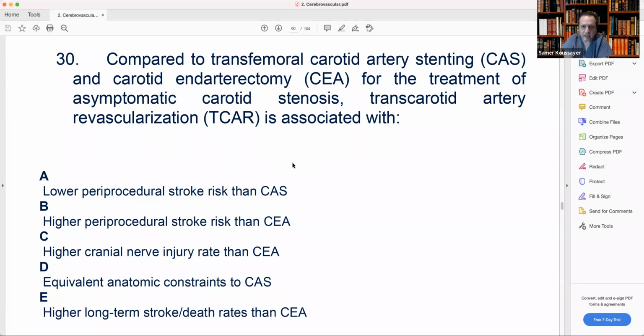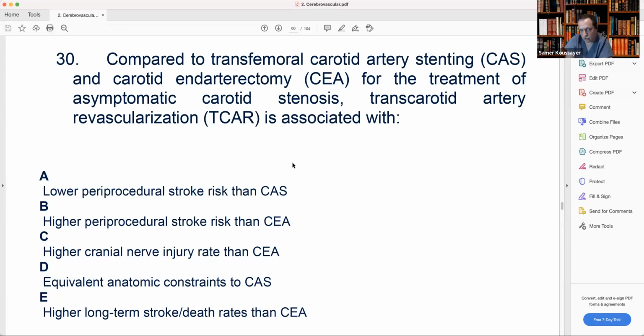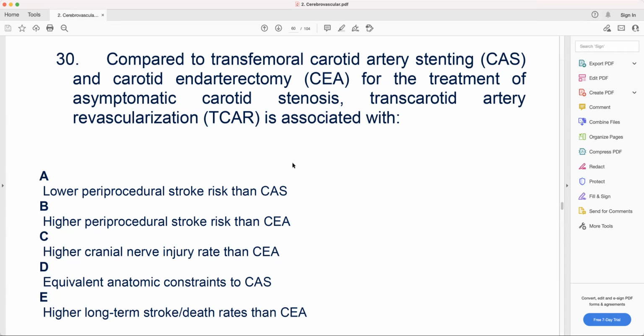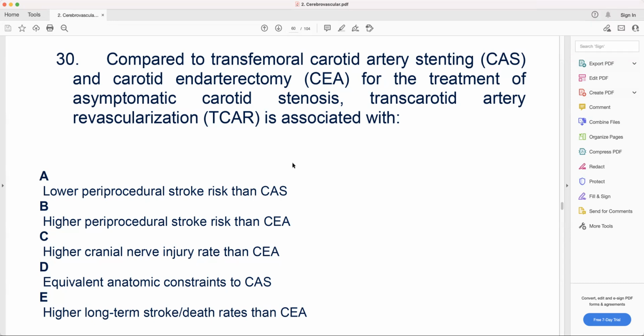So if you have a diseased arch, you can get TIAs and stroke even before you get to put a filter. But if you use TCAR, transcarotid, then you don't have to go through that. So you have less chance of stroke. It showed less chance of stroke than CAS. And it becomes very similar to carotid endarterectomy in stroke rate, because you have control. The only disadvantage is you have to make a small incision in the neck.